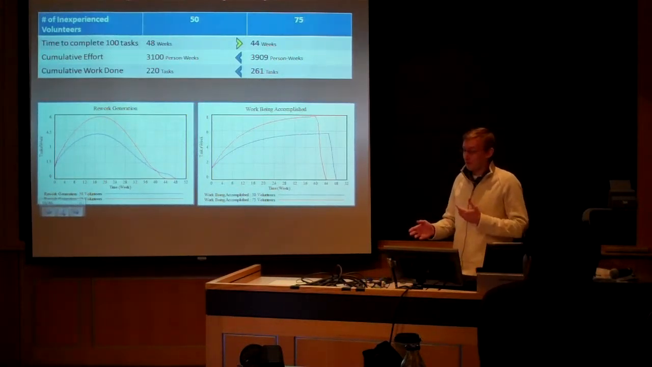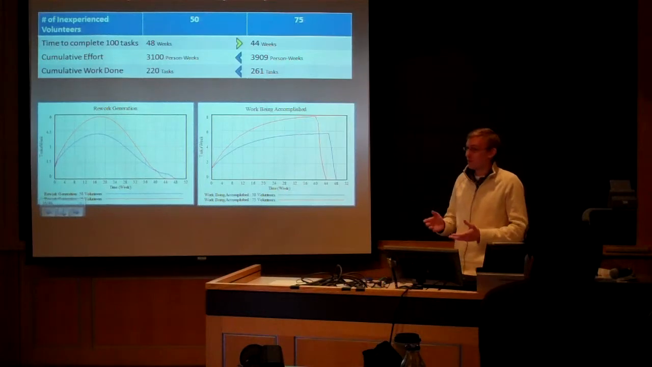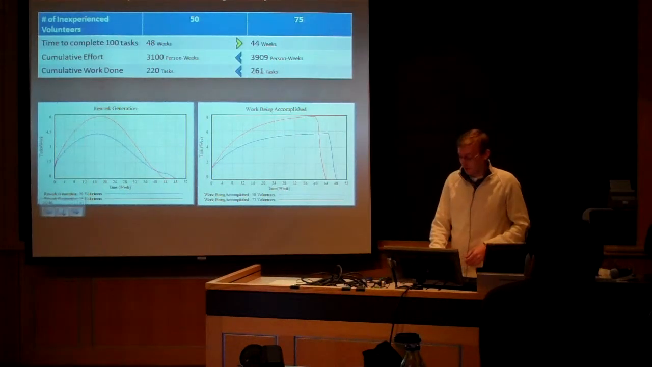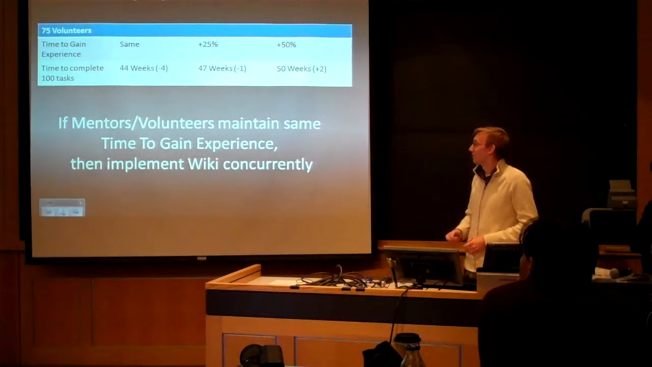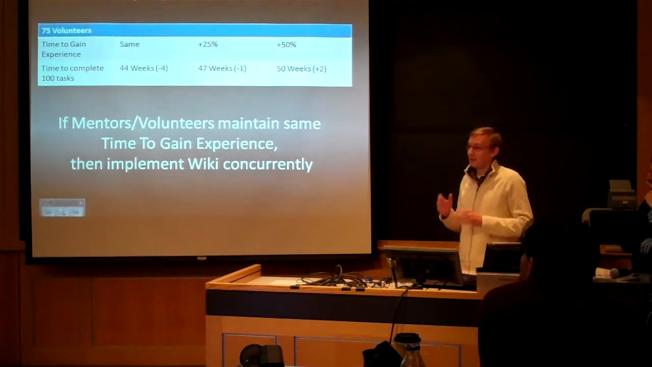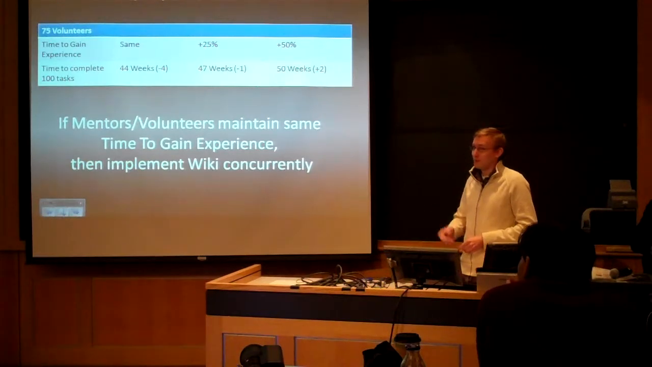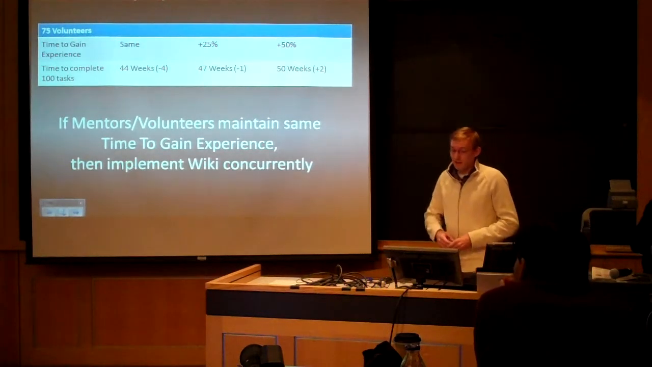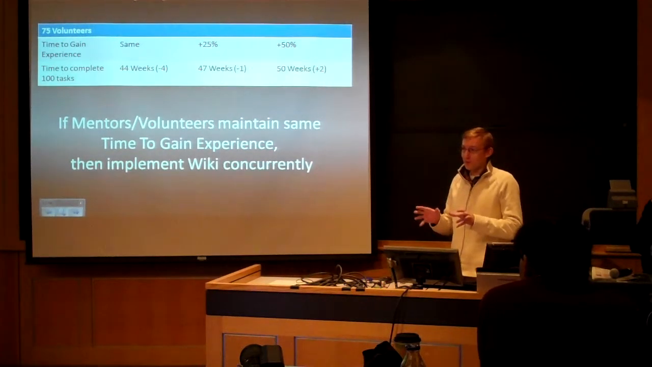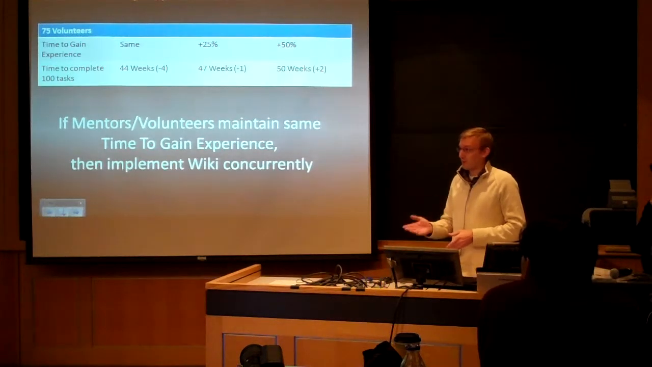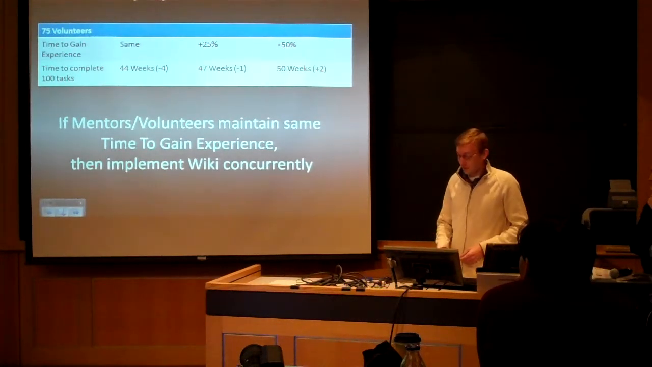And since by adding more people, you change the ratio of mentors to volunteers, this may not be true. So we did a sensitivity analysis where we increased time to gain experience by 25%. And in this scenario, we only reduce the project by 1 week. And if you increase it to 50%, you wind up being 2 weeks late. It's important for the project organizers to watch the progress of their new volunteers very early in the project to see whether this is happening or not.